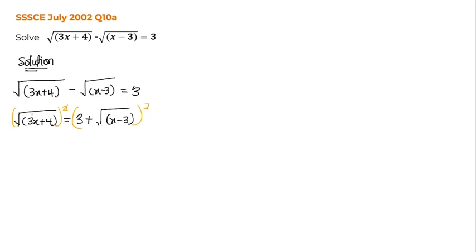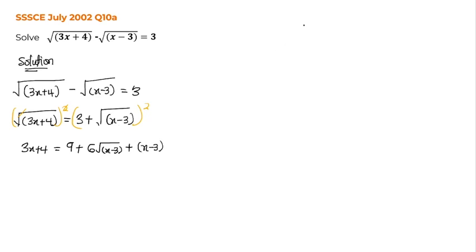So the square gets rid of the root over here, and then I'll be left with 3x plus 4 is equal to, over here will become 3 squared will give me 9, plus 2 multiplied by this 3 over here, that will give me 6 multiplied by this, so it becomes 6 root x minus 3, then plus root x minus 3 squared will be x minus 3.